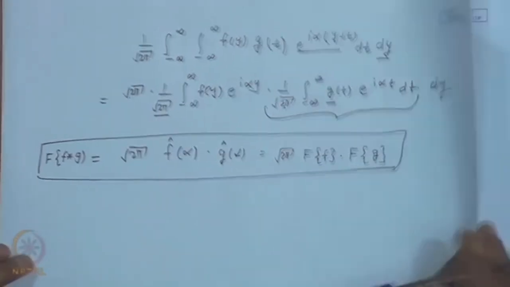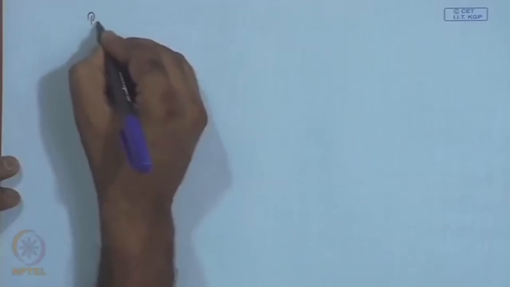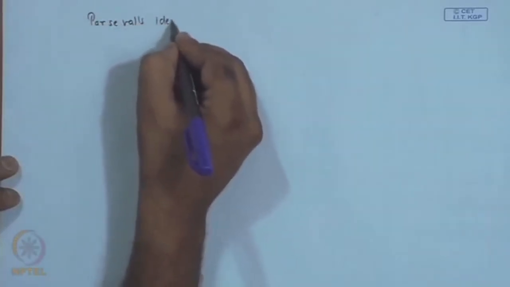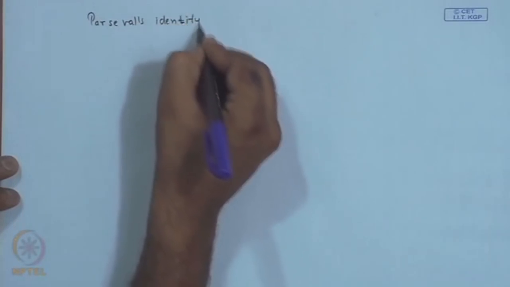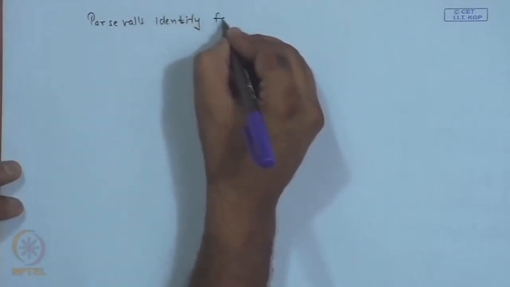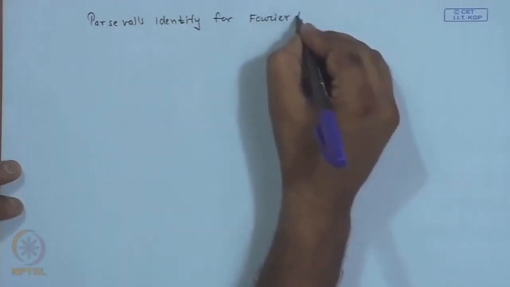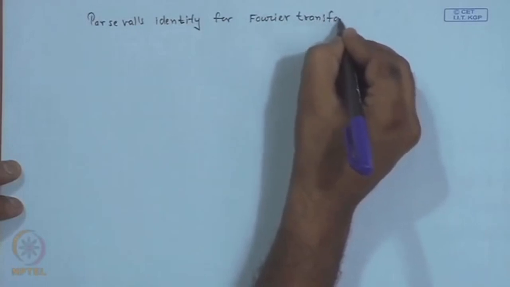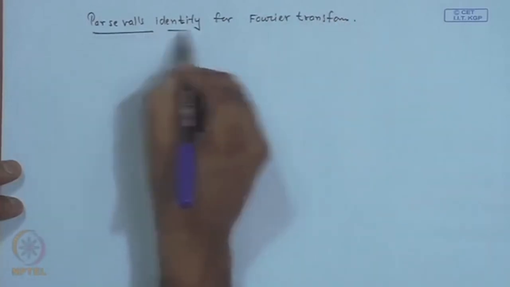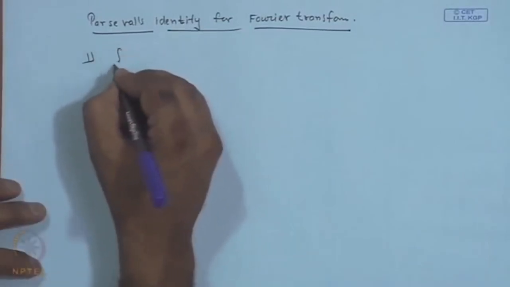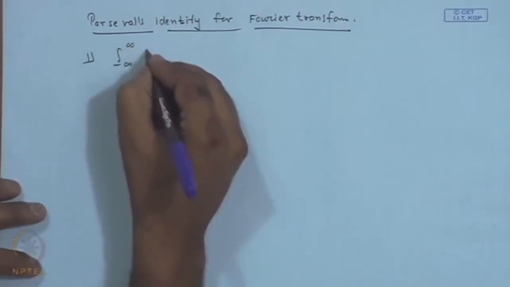And now we go for one more important result, that is called the Parseval identity. Parseval's identity for the Fourier transform. There are basically two identities, one is generalized and one is a particular case of that.